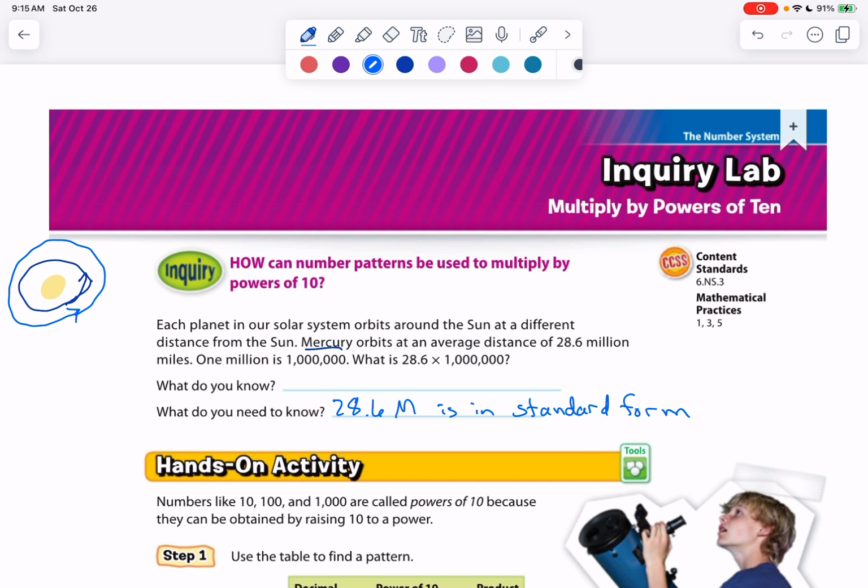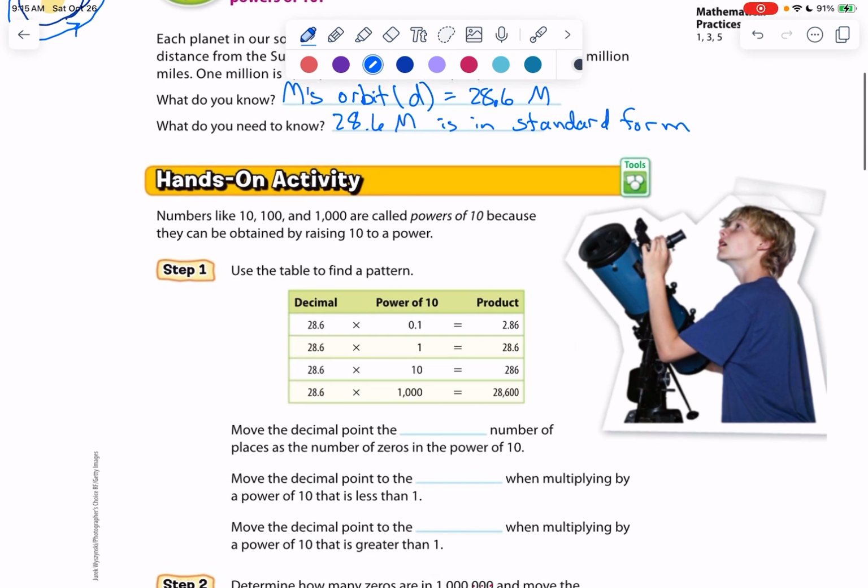What do we already know? We know that Mercury's orbit, or the distance around the sun, equals 28.6 million. Okay, that's what we know. But we're trying to understand 28.6 million in standard form. Before we do that, we need to understand this idea of powers of 10.